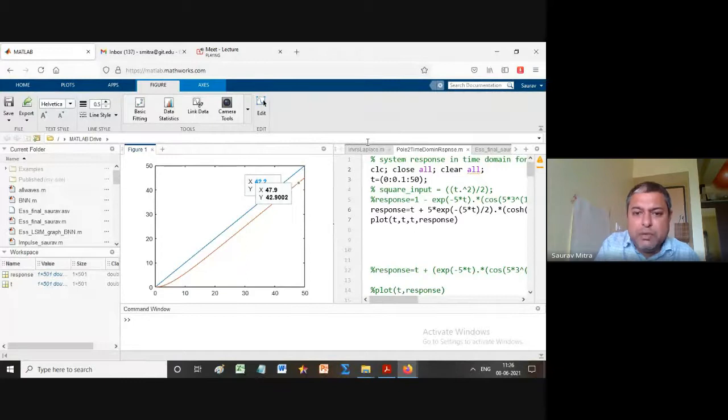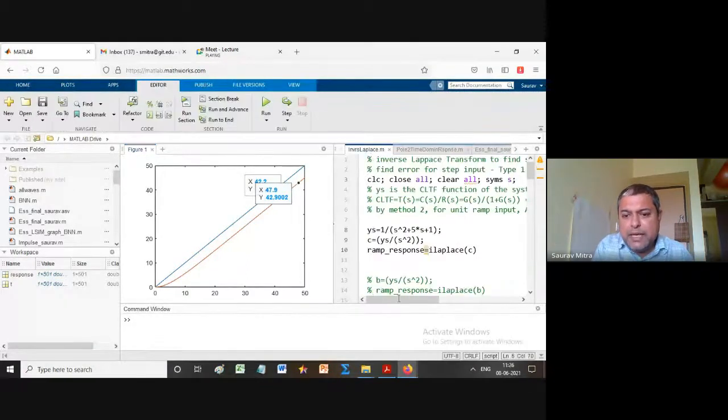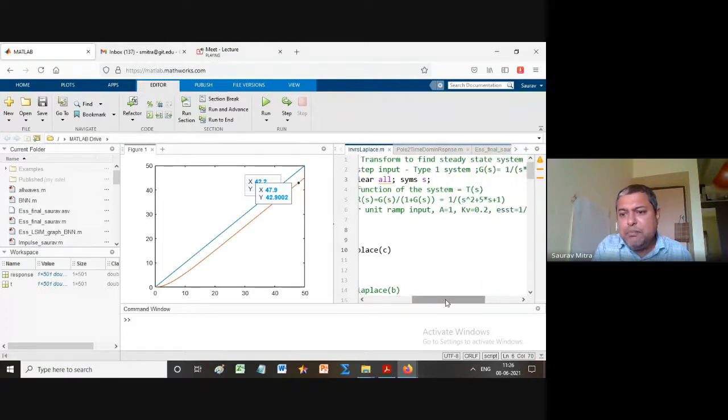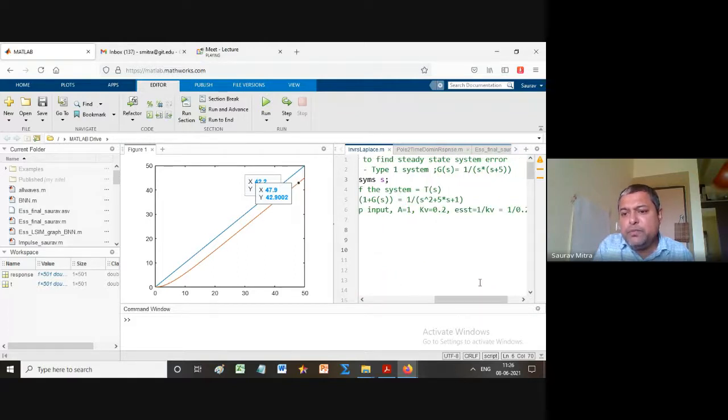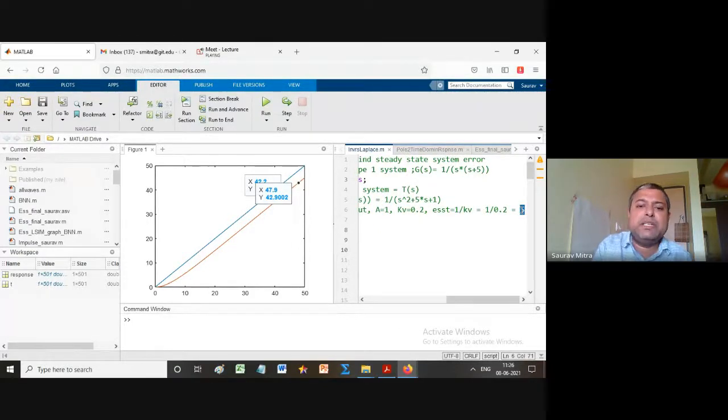Whatever we had plotted previously, we had written that the Kv value was 0.2 and the steady-state error ess is equal to 1 by Kv. That is 1 by 0.2, which is equal to 5. Are you able to understand what that 5 is? That 5 is nothing but the distance between the input blue line and the output red line at any instant.